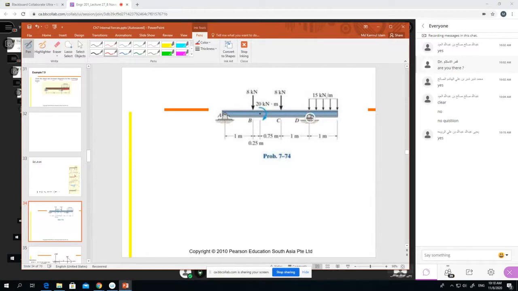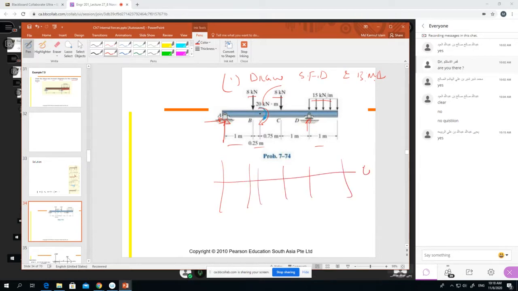Here is the roller joint, and then we have one concentrated load. This is called concentrated load, this is distributed load, and one external moment. The distances are given. The question will be very simple, like in the exam: draw SFD and BMD. First, you have to find the reaction forces, and then draw the shear force and bending moment diagrams.